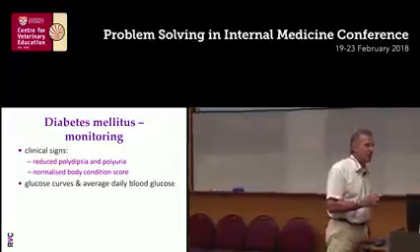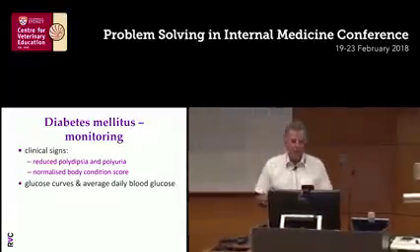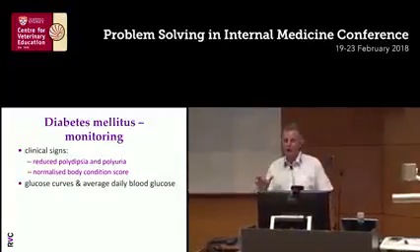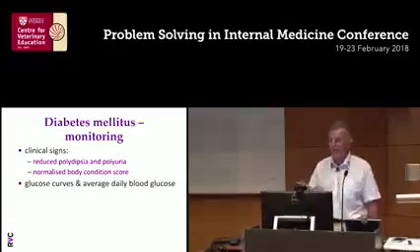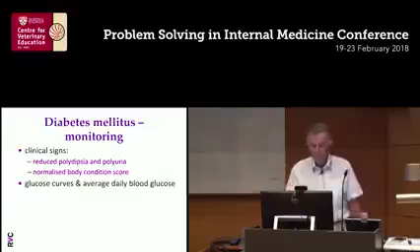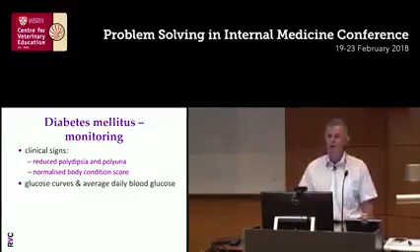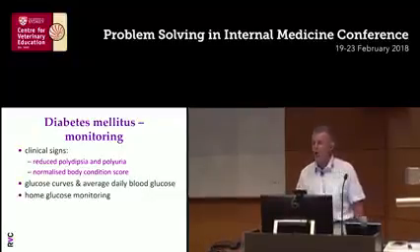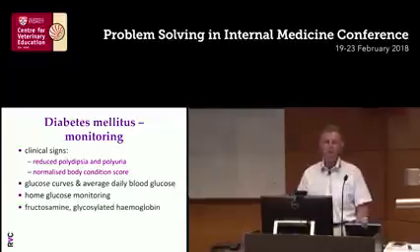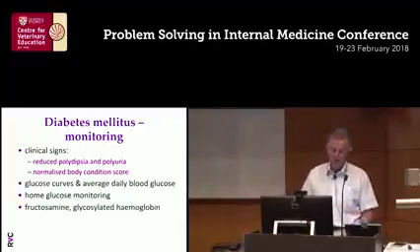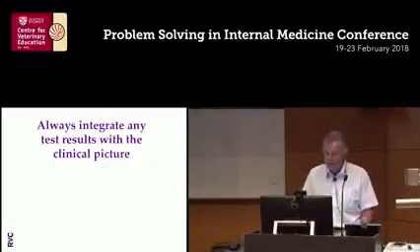I'm just trying to stress to you that we have a range of different components that we can call on. Monitoring: glucose curves, clinical signs, using the glucose curve to give me an average daily blood glucose. Then home glucose monitoring, fructosamine and glycosylated hemoglobin. I wanted to cover those 4 bullet points under monitoring.